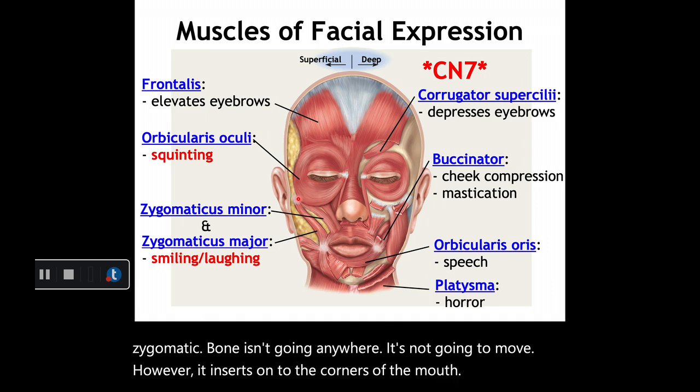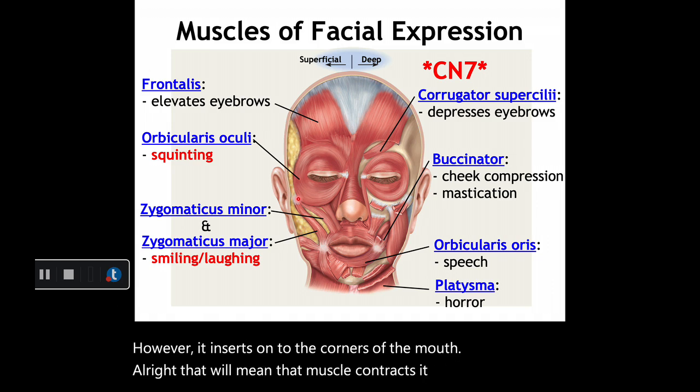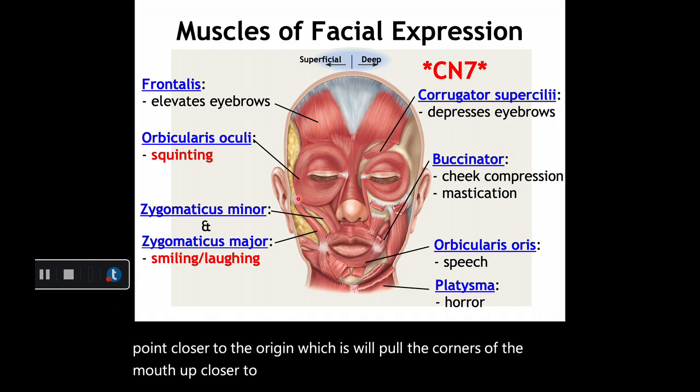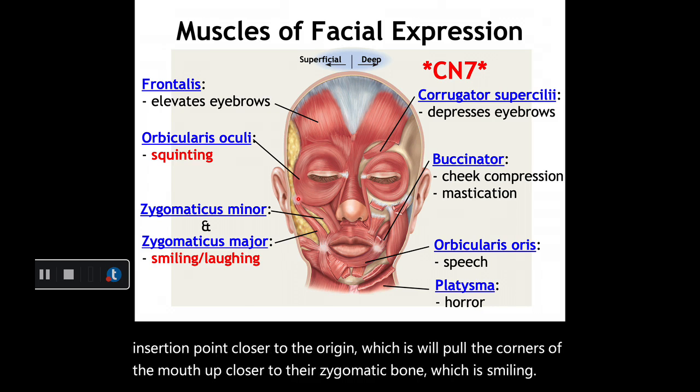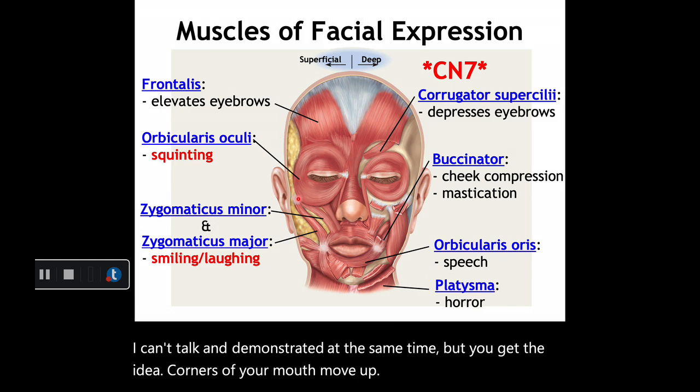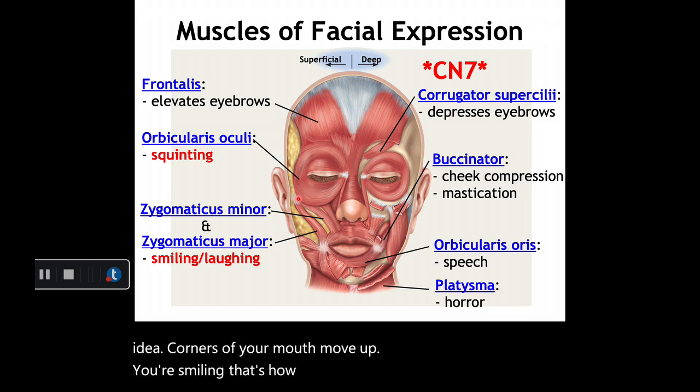When that muscle contracts, it will pull the insertion point closer to the origin, which will pull the corners of the mouth up closer to your zygomatic bone, which is smiling. You know, I can't talk and demonstrate it at the same time, but you get the idea. Corners of your mouth move up. You're smiling. That's how you do it.